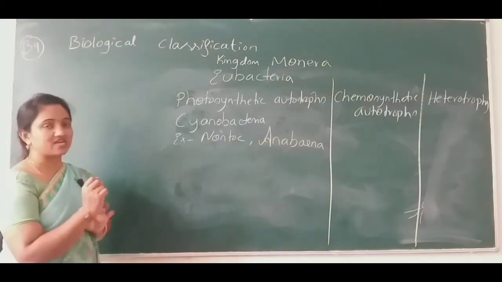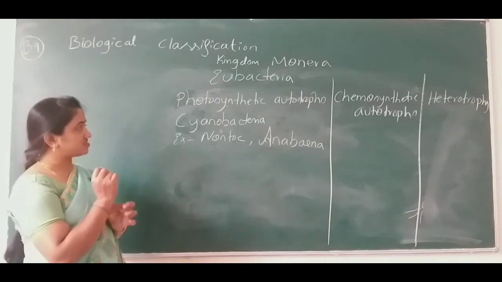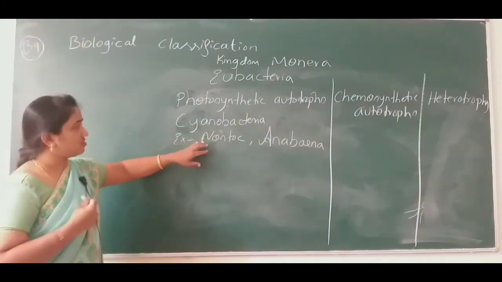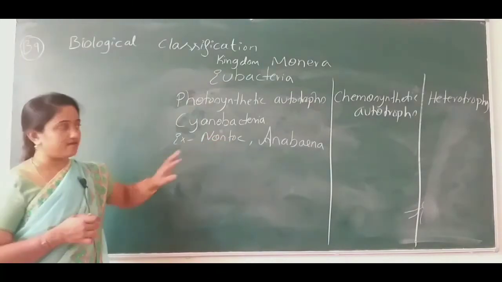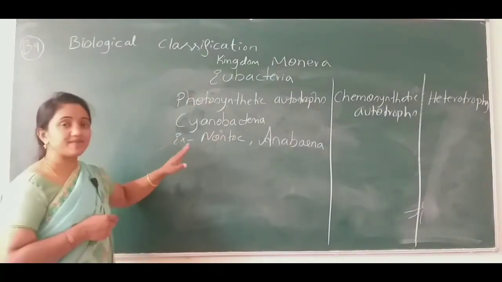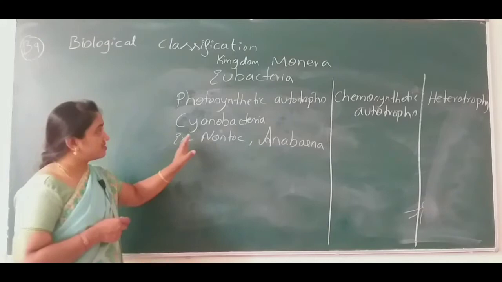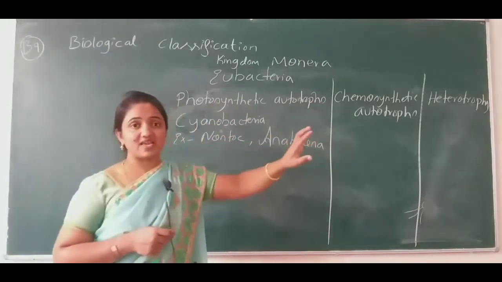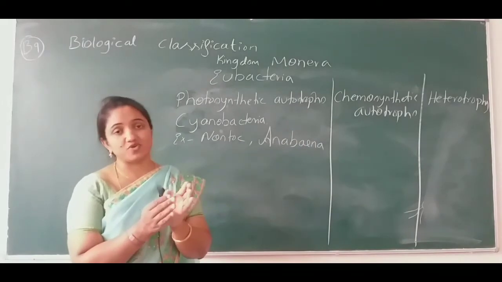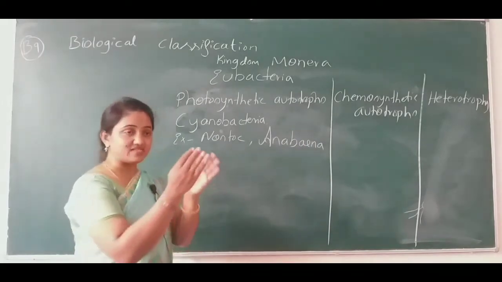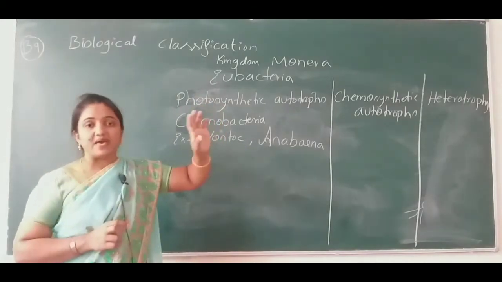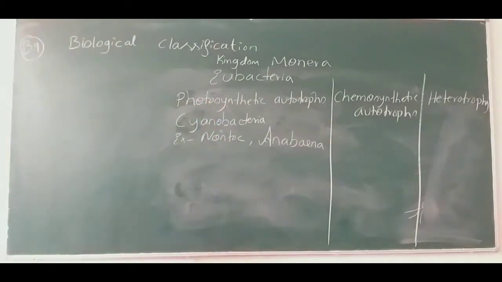In the photosynthetic autotrophs, the very first, common examples are Nostoc and Anabaena. Okay, so how do they prepare their own food? Unlike photosynthetic autotrophs like blue-green algae, how the algae produce their food, similar to that, photosynthetic autotrophs also prepare their own food. Okay.